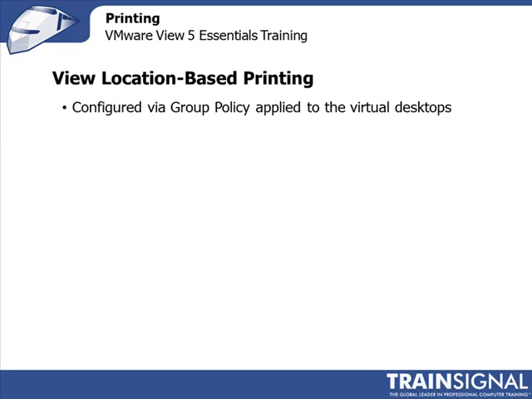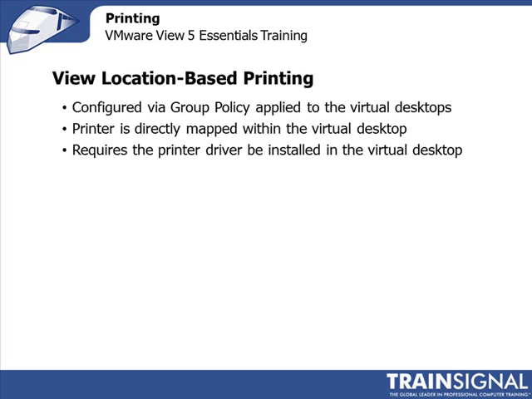It's a little bit different than just using the traditional ADM template approach. This provides View administrators a special GUI designed specifically for location-based printing. When using this approach to map your printers, the printer will be mapped directly to the virtual desktop. So when a user sends a print job to the printer, it'll go straight to that printer across the network. So all the printers mapped through location-based printing must be network printers.